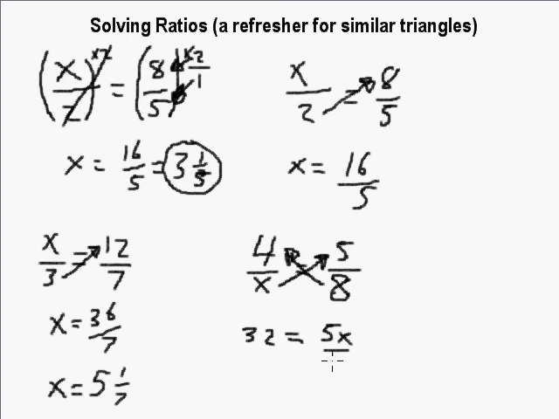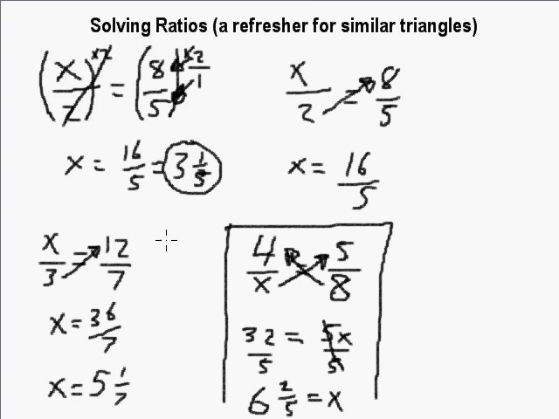Now I've got 5x, I just want x, so I divide off the 5, and that gives 6 and 2 over 5 equals x. So if the x is on the bottom, I have to cross them both up, and then divide them both out. It's a pain, so I don't do it. This is more difficult than the others. That's why when I'm doing similar triangles, I always put the x on top. It just makes the solving easier.